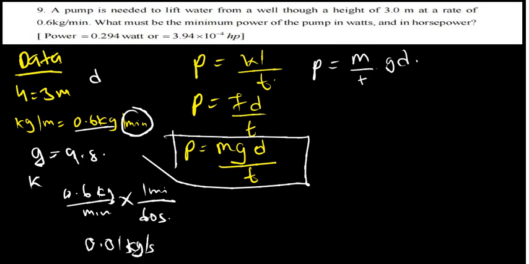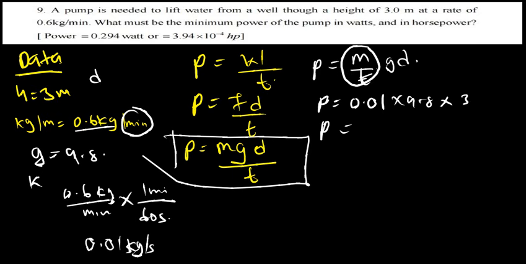Therefore, in this formula, we are just going to plug in the whole of this, which is 0.01. So P is going to be given by 0.01 times 9.8 times the distance, which is 3. Get your calculator and find the answer. The answer is 0.294 watts. Do you think there's something difficult there, guys?